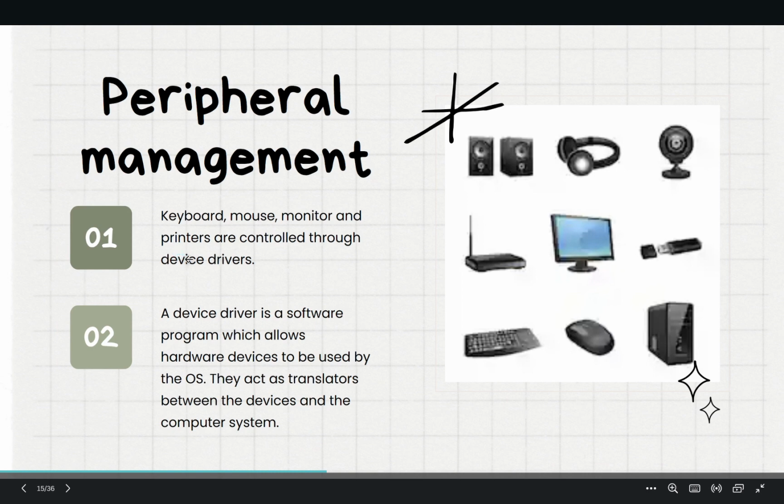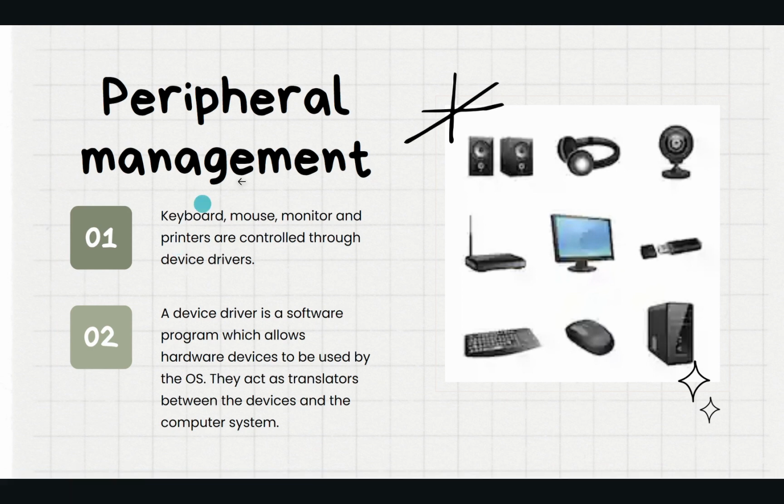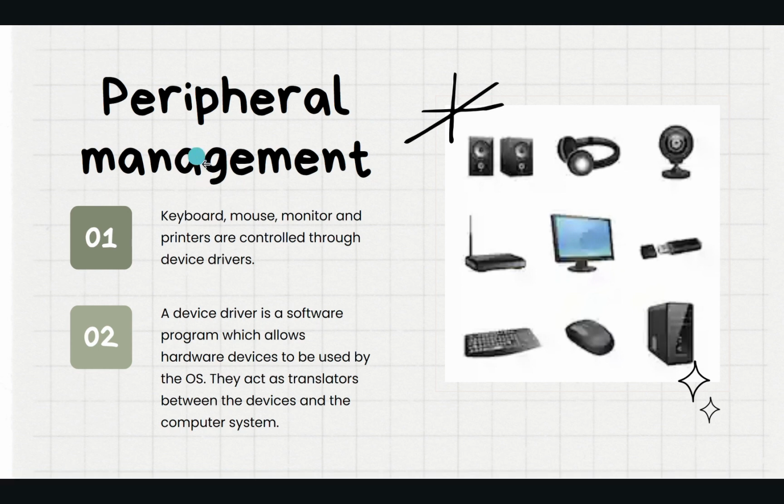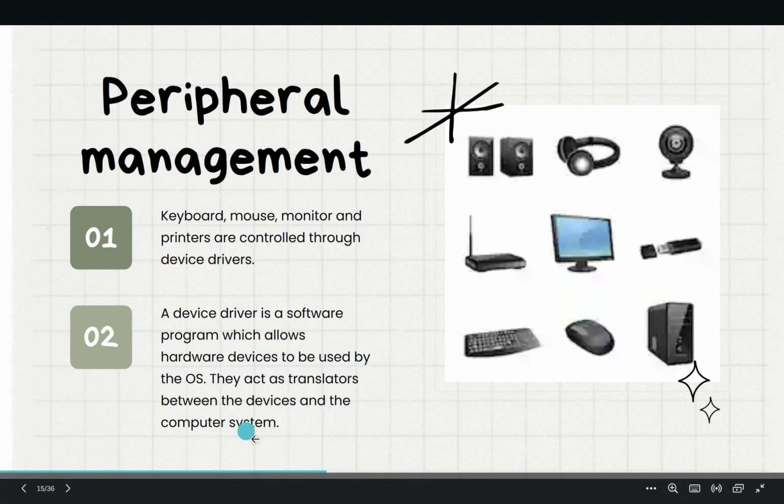Next OS function is peripheral management. Keyboard, mouse, monitor, and printers are controlled through device drivers. For example, the headphones that you connect to your computer, or a mouse or keyboard, everything is controlled by the operating system. Peripheral refers to those devices that are additionally connected to the computer. A device driver is a software program which allows a hardware device to be used by the OS. Drivers act as translators between the devices and the computer system.